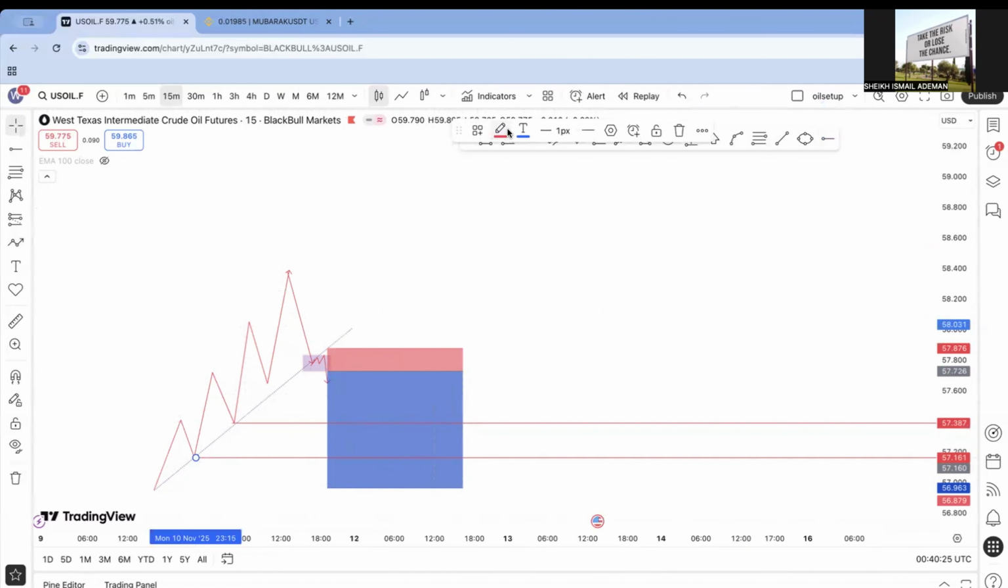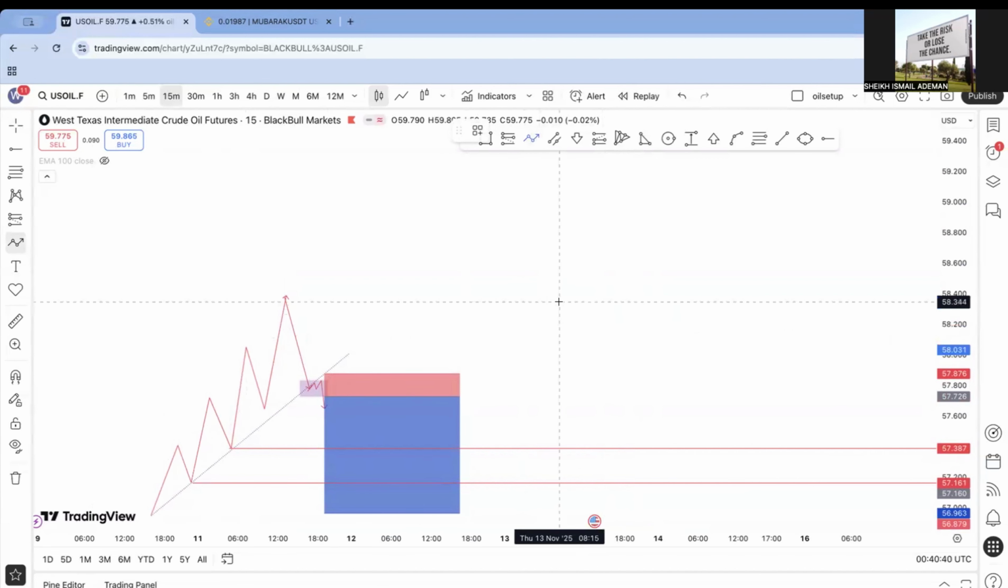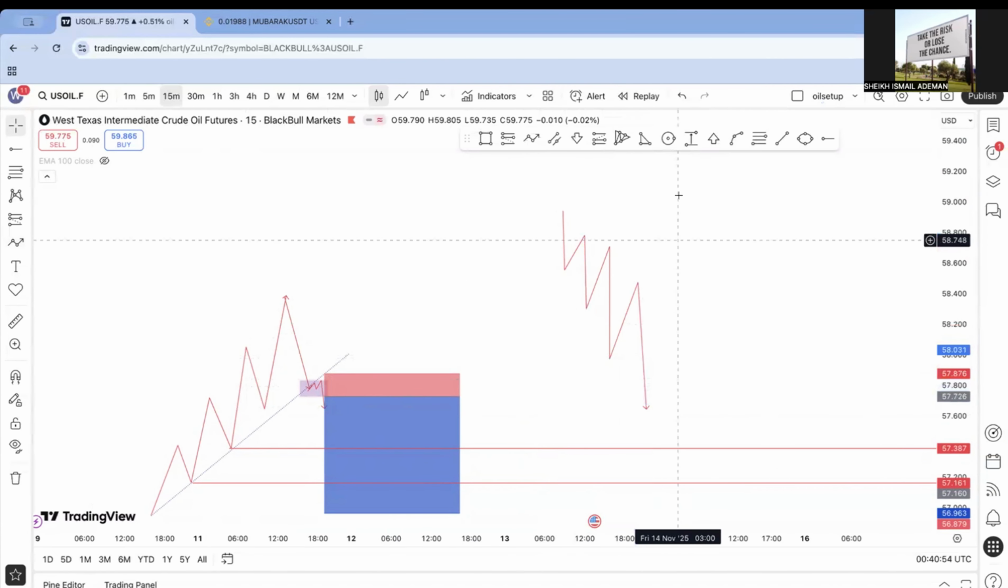All right, so these are the two ways to catch entries with the breakouts. So let's look at the downtrend as well. We have a lower high, lower low, lower high, lower low, lower high, lower low.